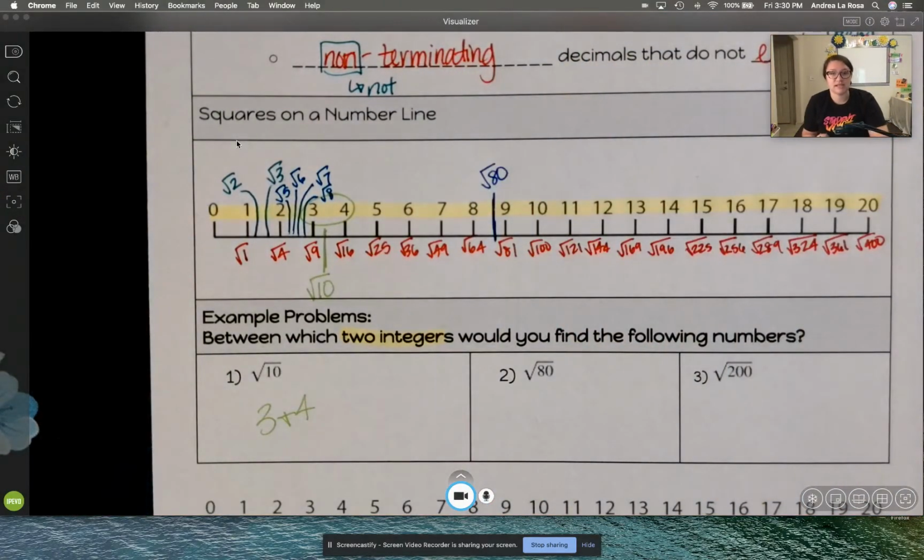Again, pause, take a second, and think to yourself, is it going to be closer to 8 or closer to 9, and why? Once you have your idea, put it in the chat.